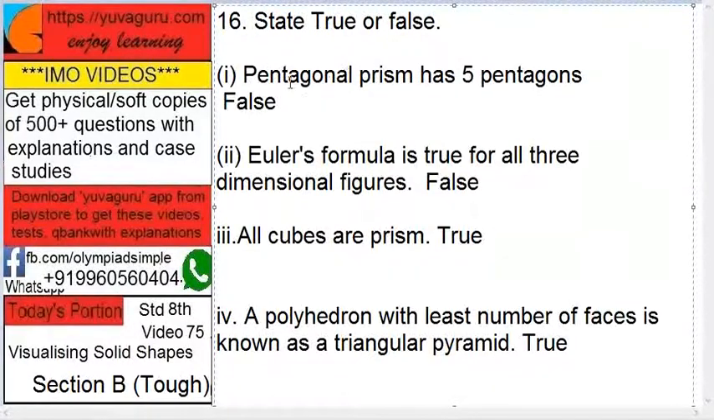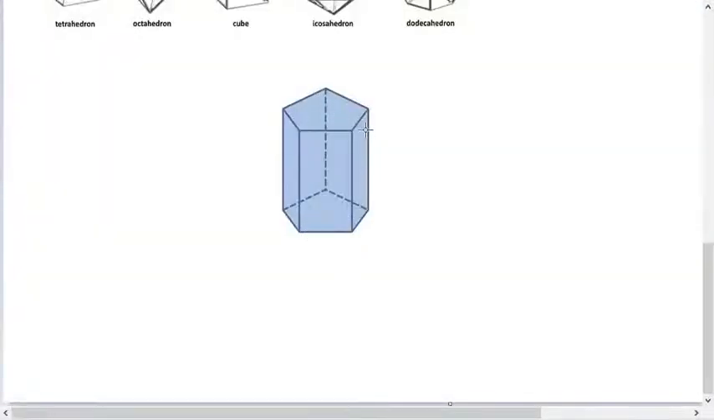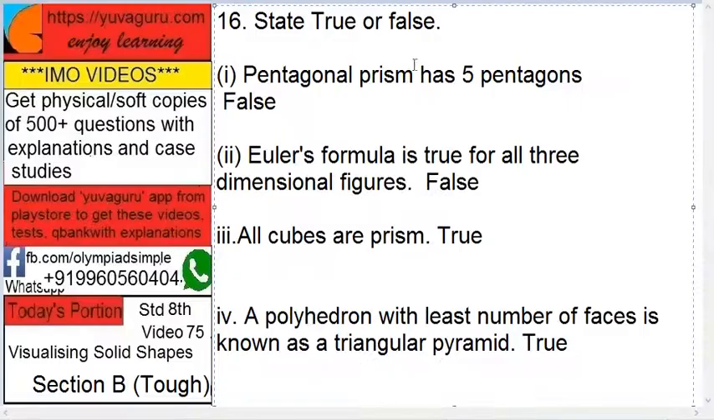State true or false. Pentagonal prism has 5 pentagons. That is false. Why? See, this is a pentagonal prism. How many pentagons does it have? 1 and 2, and the remaining all are rectangles. Euler's formula is true for all 3-dimensional figures. That is false because it is not applicable to spheres.